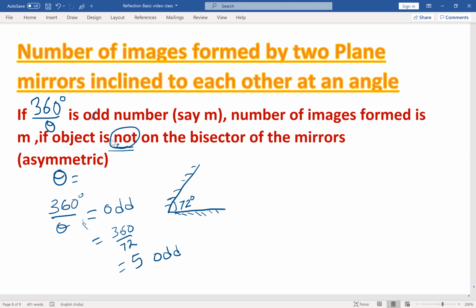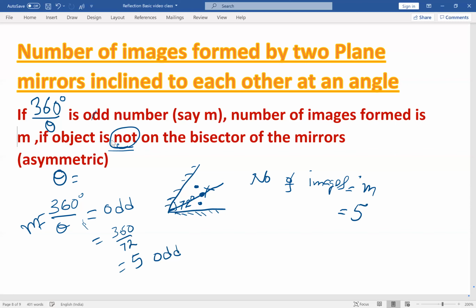Bisector means what? If you make exactly the bisecting line here, this is 36 degrees, this is 36 degrees. If the object is here, that is the symmetric case, on that bisector. If the object is here or here somewhere, not in these two cases, then straight away the number of images is equal to m only, means here 5.